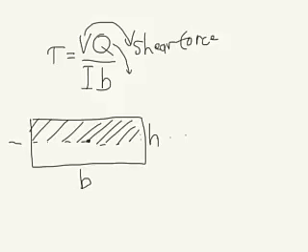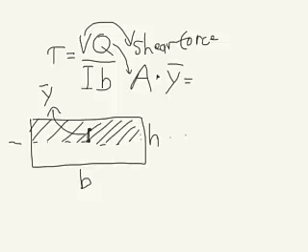So we can define Q as this area above the centroid times the distance to the middle of the area above the centroid. So here's the middle of the area above the centroid. This distance here would be y bar.